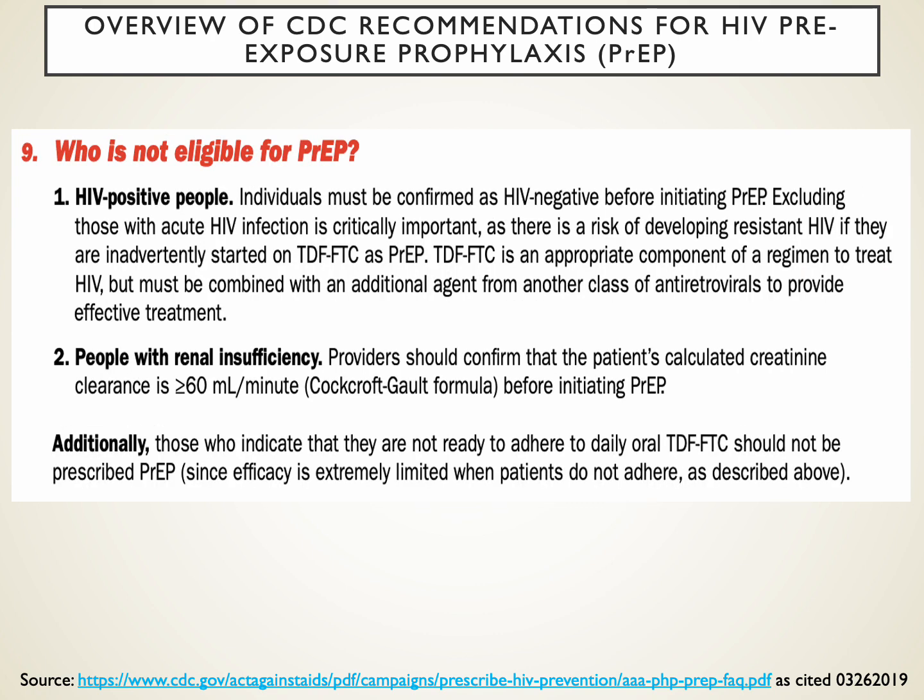So who shouldn't get PrEP? If you're HIV positive, you treat it as an HIV positive patient. You might be on Truvada based on a first-line agent for that, but you're probably going to be on a triple regimen therapy. And also, for folks with renal insufficiency, with a creatinine clearance less than 60 mils per minute, they're not candidates typically for PrEP therapy either.